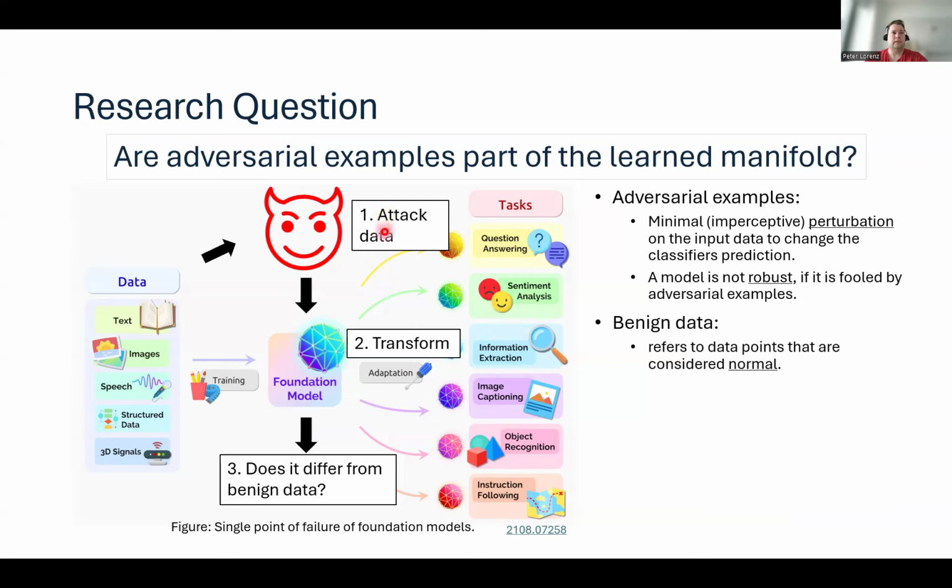We want to know: if we have attacked data and transform it through the diffusion model, does it differ from benign data? If yes, then there is compelling evidence that these adversarial examples do not belong to the learned manifold of the diffusion models. It must be said that foundation models are a single point of failure because of how they are used nowadays, and it's very important to check and explore the adversarial robustness of these models.